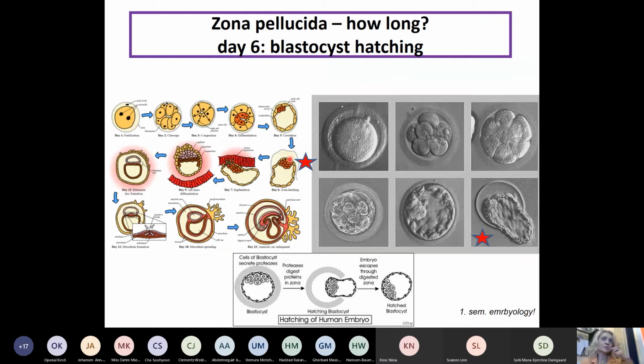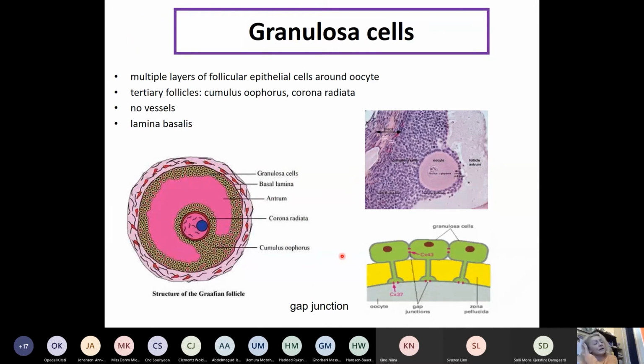Dr. Horvath also showed you these pictures to show that actually when the Zona pellucida disappears, we have the so-called hatching of the blastocyst. Here you can see on day 6, when the blastocyst leaves from the Zona pellucida, it's like hatching. So this is also a revision from last semester.